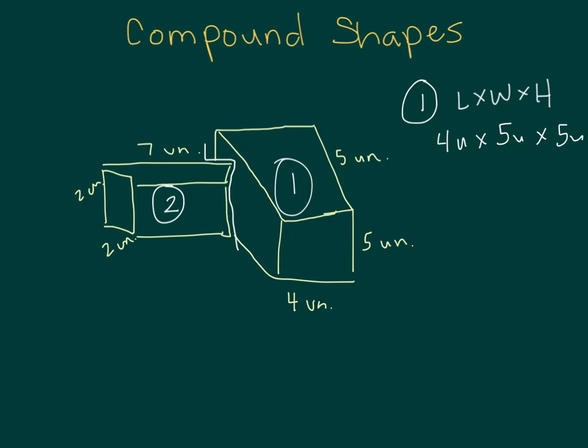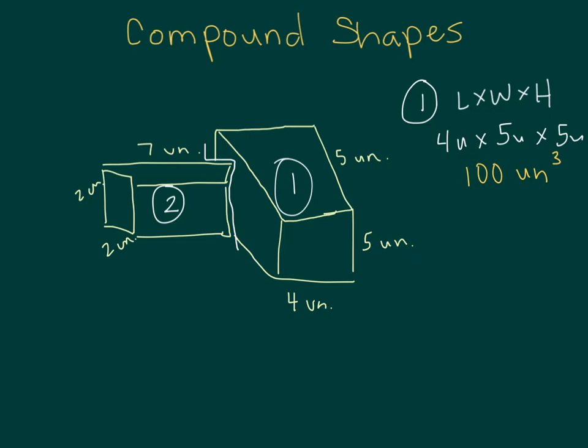And 20 times 5 is 100. Don't forget the units here. It's 100 units cubed. Okay? Because we multiplied together units times units times units, so it's units cubed. We're going to talk more about exponential notation and powers and exponents in a little bit.